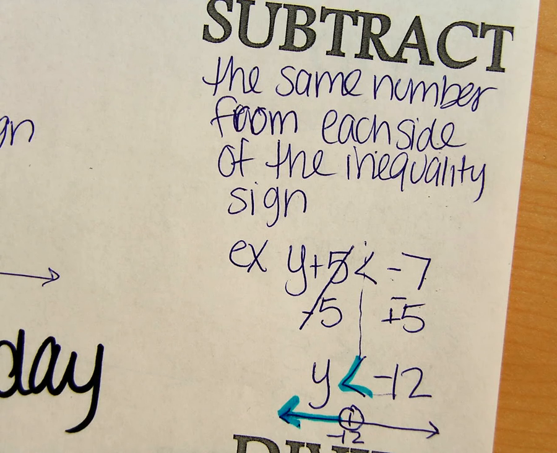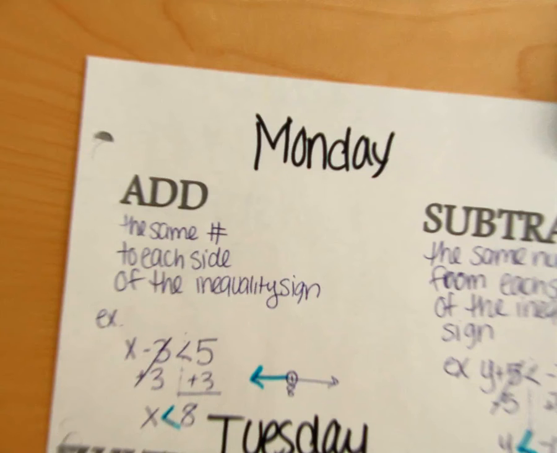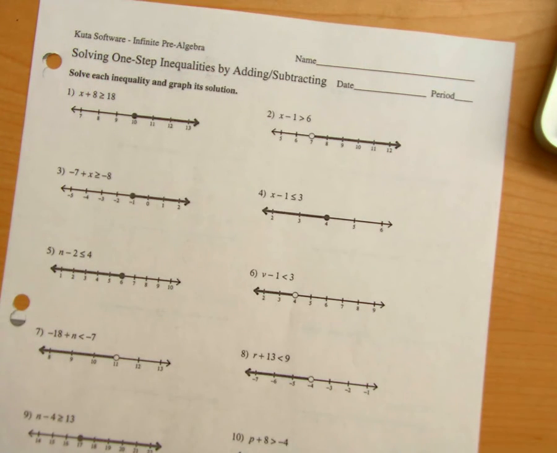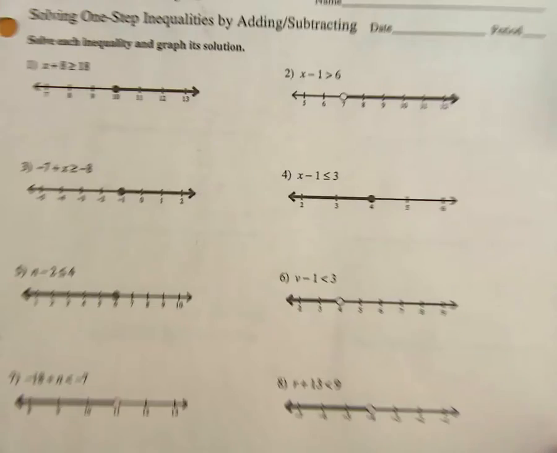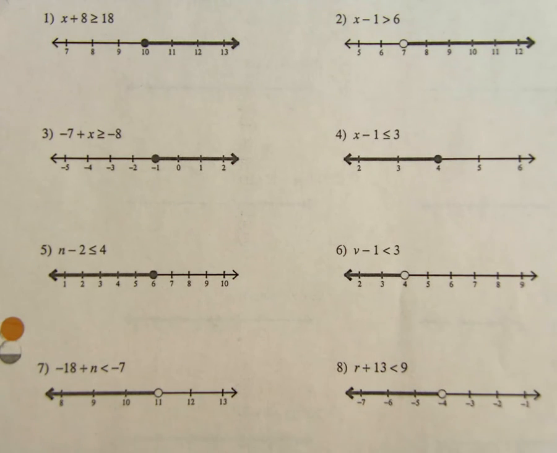Last night, you had solving one-step inequalities by adding and subtracting. So please get out your packets, and we will go over a couple of the answers today. Now, we did 1 and 2 together. So right now I'll explain 3 and 4, and then you can check the rest of your answers from there.